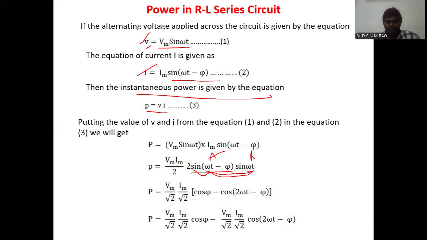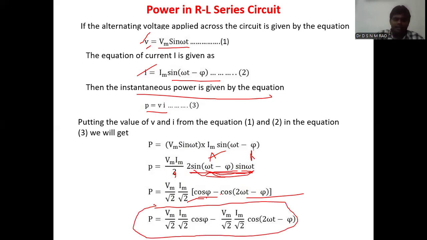The formula for 2 sin A sin B equals cos of A minus B minus cos of A plus B. Vm Im by 2 can be written as Vm by root 2 into Im by root 2. By substituting in the formula, we get cos phi minus cos of 2 omega t minus phi. So finally, Vm by root 2 Im by root 2 into cos phi minus Vm by root 2 Im by root 2 into cos of 2 omega t minus phi. This is the instantaneous power for a series RL circuit.